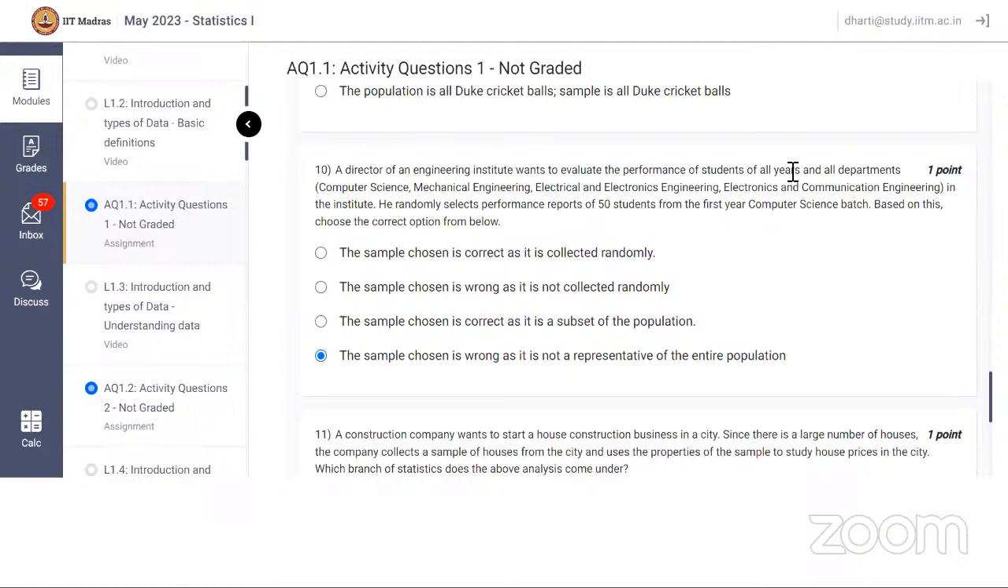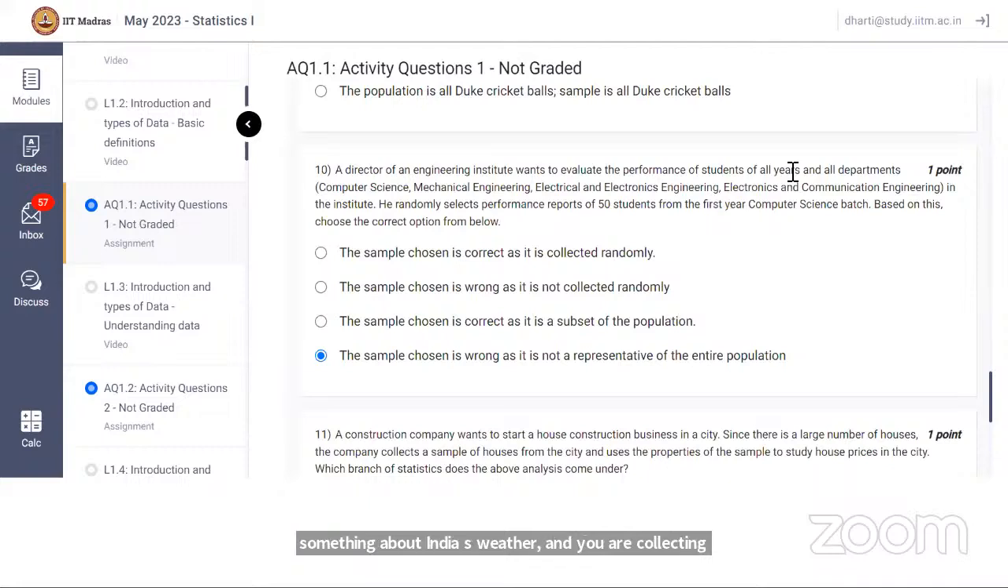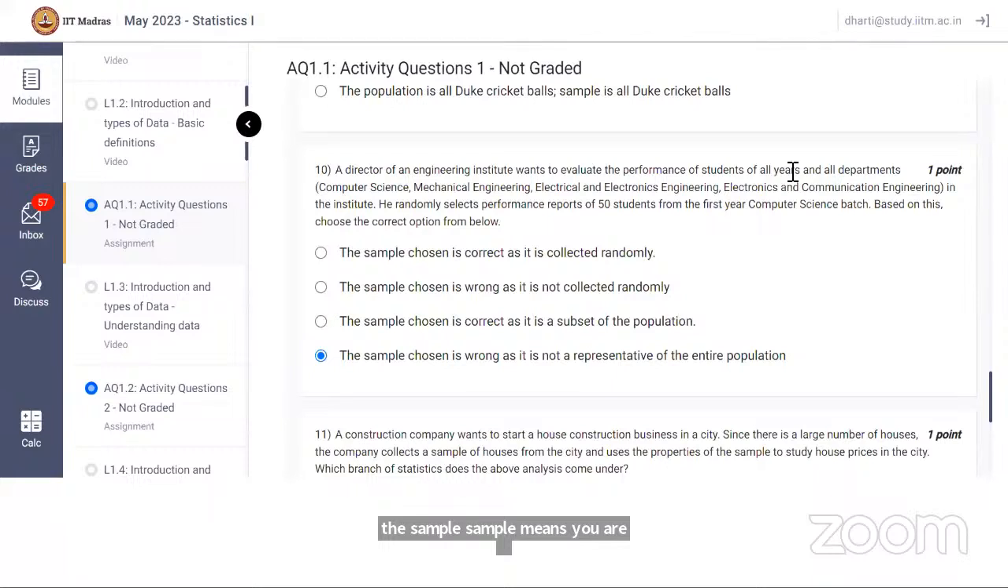See, if you want to infer something about India's weather, and you are collecting the temperature as the sample, and you are collecting the data only from South India, and that too Chennai, then you will say, okay, in India it is always hot. So your conclusion is wrong. Why was your conclusion wrong? Because your sample did not study the whole India.